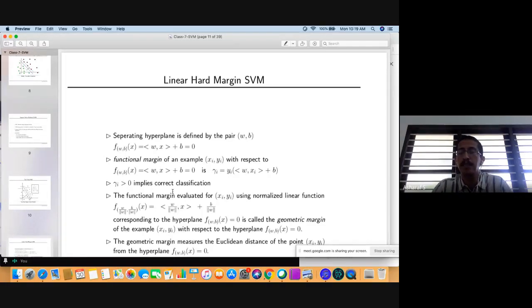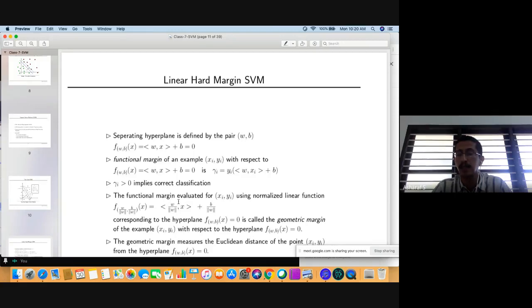So the functional margin is evaluated with respect to the normalized linear hyperplane. You normalize the vector w, so w is divided by norm w, and you get the normalized vector in the direction. You normalize b also correspondingly. The functional margin computed with the normalized linear function, w by norm w into x plus b by norm w, you will essentially find is equal to 0.